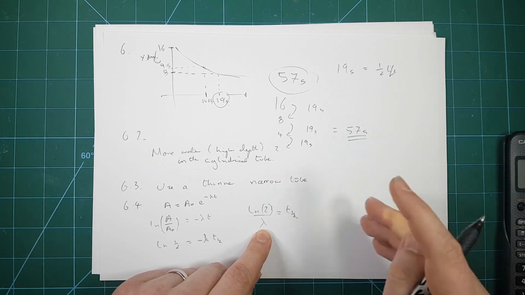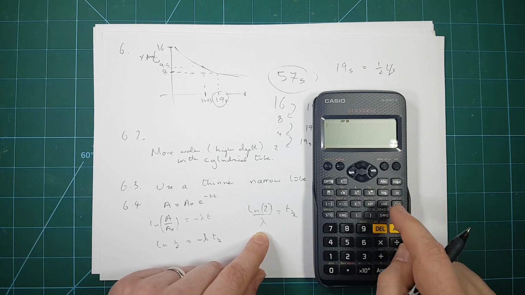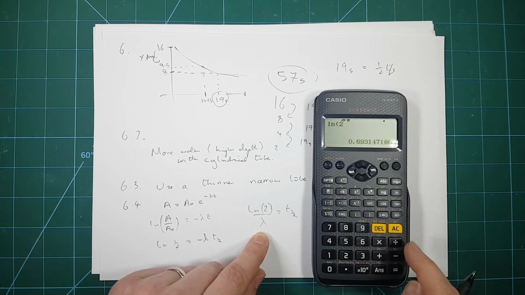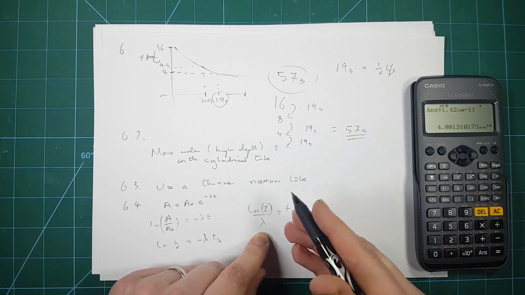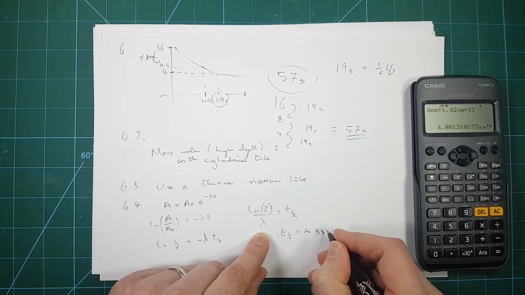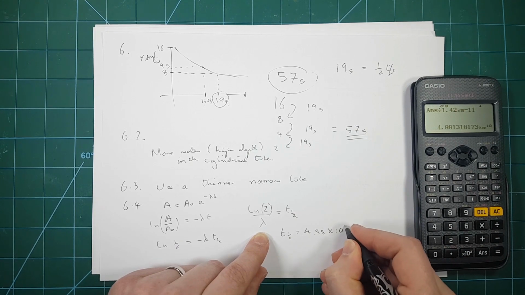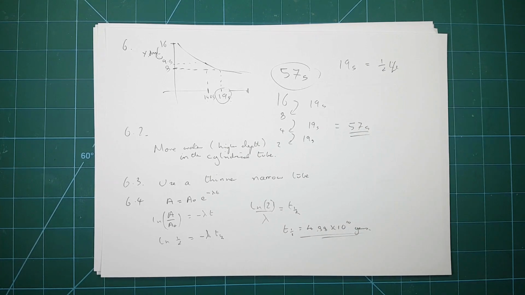So we just need to shove the numbers in. So we have ln of 2, and then we divide that by the radioactive constant, which is 1.40 times 10 to the minus 11, and this will give us an answer in years. So t half will be equal to 4.88 times 10 to the 10 years. Quite a bit more than 4.88 years.